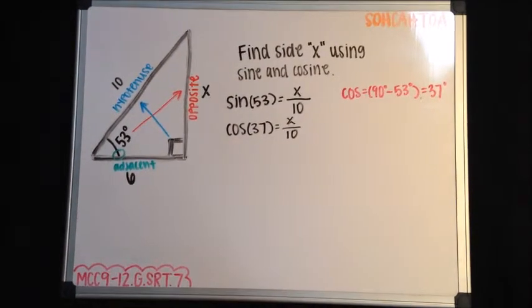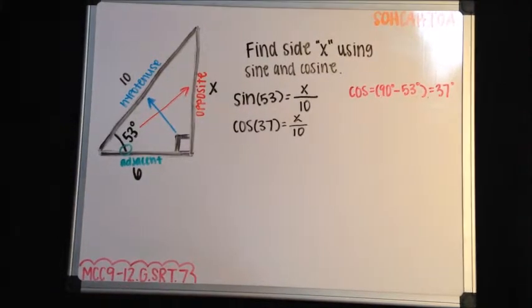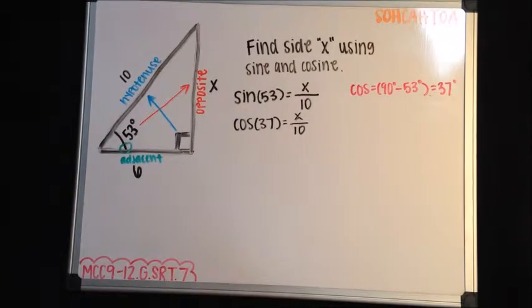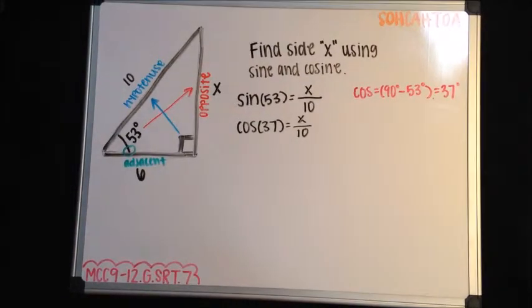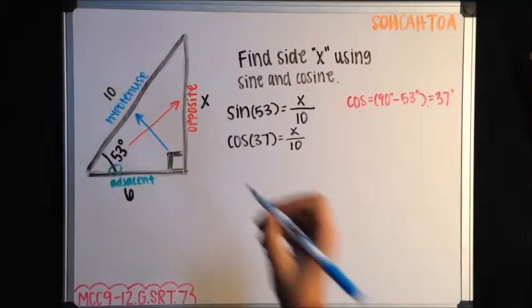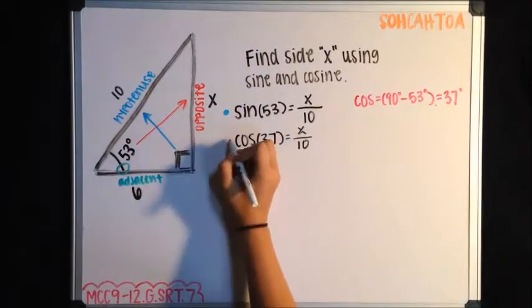Once we found the angle measurement for cosine, which is 37, we can now set up the formula for cosine. Cosine of 37 equals adjacent, which is x, over hypotenuse, which is 10. To clear confusion, sine's work will be written in blue, and cosine's work will be written in pink.